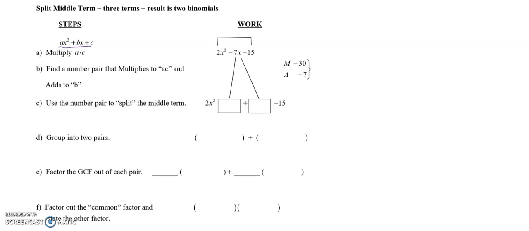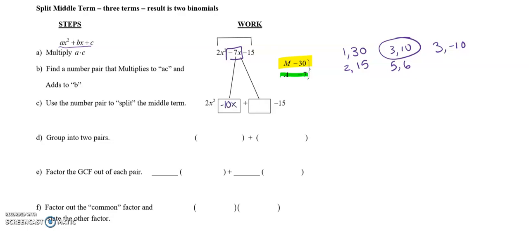I need two numbers that add to negative 7, and I need two numbers that multiply to negative 30. So what are my factors for 30? 1 and 30, 2 and 15, 3 and 10, 5 and 6. What combination of those can get me to a negative 7? The 3 and the 10. So I will need a 3 and a negative 10. I'm going to take this middle term, the negative 7x, and split it up into negative 10x plus 3x. If I combine that back together, I get the negative 7x.